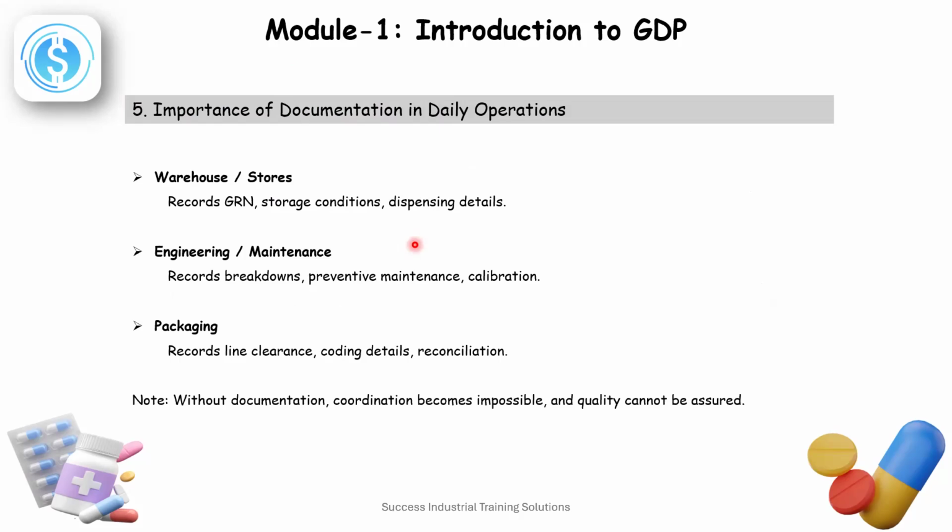Next, in the warehouse or stores, documentation includes goods receipt notes, storage conditions, and dispensing details. In engineering and maintenance departments, documentation includes preventive maintenance, equipment calibrations, and breakdown reports. In packaging, documentation covers line clearance, coding details, and reconciliation of the printed packing materials. Without documentation, coordination becomes difficult and quality cannot be assured. So documentation plays an important role in the pharmaceutical industry.